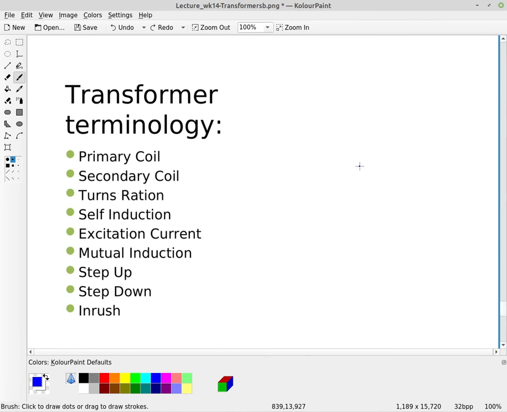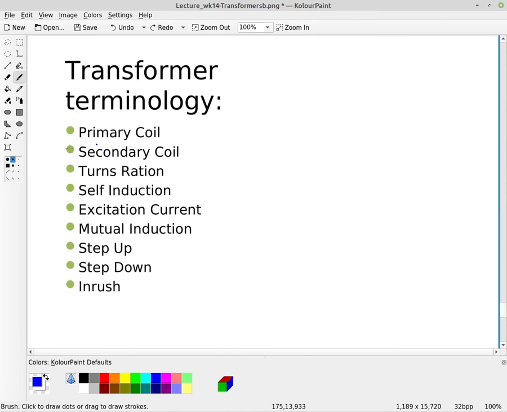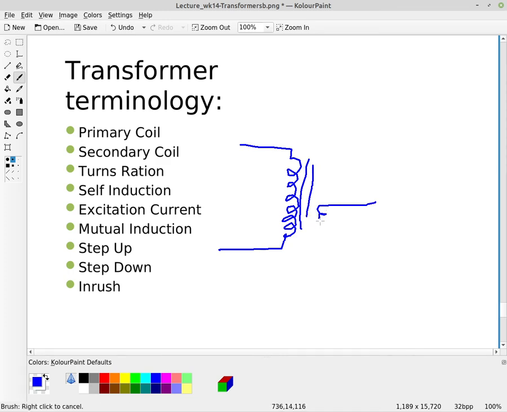All right, so when we talk about transformers, again, a transformer is two inductors that share the same core. We've talked about how inductors store energy inside this magnetic core. However, if you have a transformer, it does not store the energy. What it does is it passes the energy through.